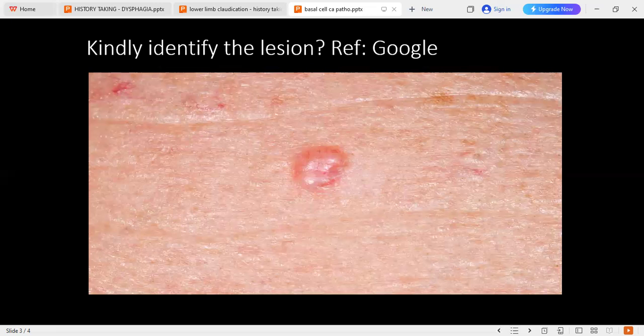And it looks like the color is red discoloration with central ulceration. Looks like the edges are rolled up. These are the granulation tissues. What are these? Telangiectasia, or dilated blood vessels. Yes, very good.